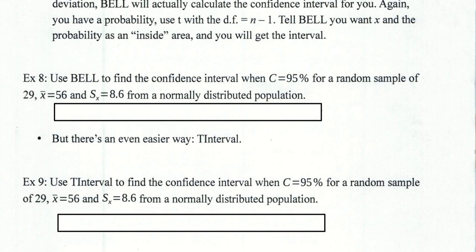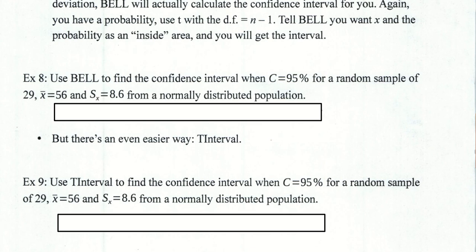So we're going to use Bell to find a confidence interval when we have a confidence level of 95% for a random sample of 29, so n equals 29. Now that's not enough to assume that the random variable is normally distributed. We're told that our sample mean, x bar, is 56, and our sample standard deviation, so we're using the calculator's notation here, capital S sub x, a lowercase s would work just as well, from a normally distributed population. So the fact that the sample size is 29 and that's less than 30 doesn't bother us here.